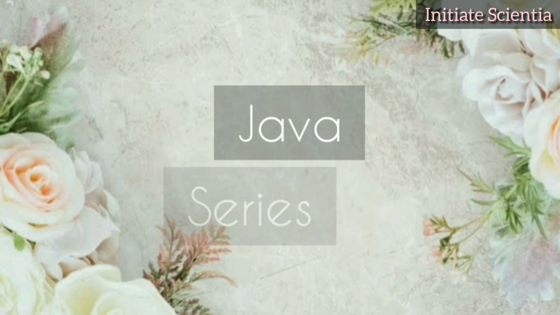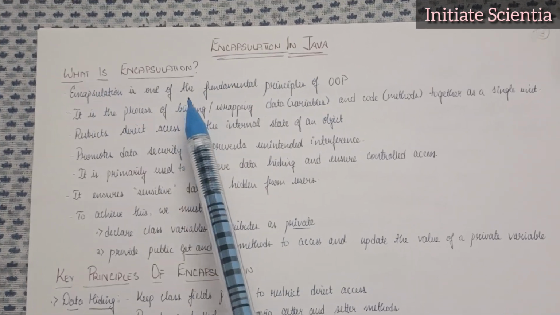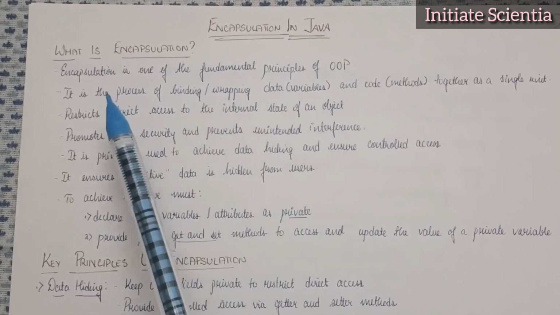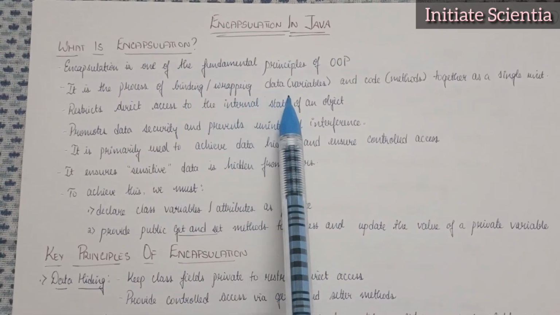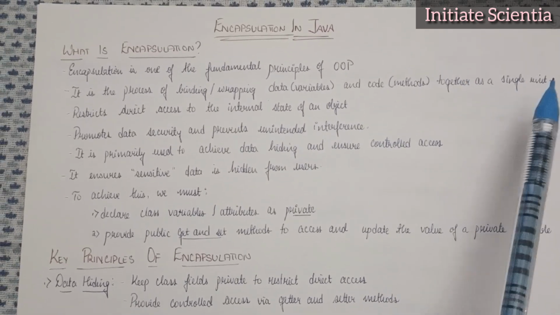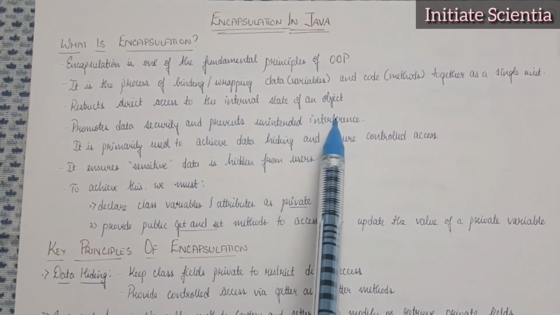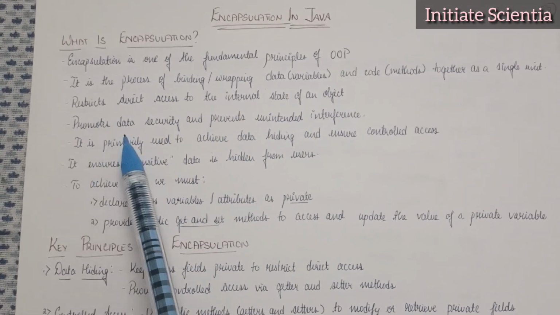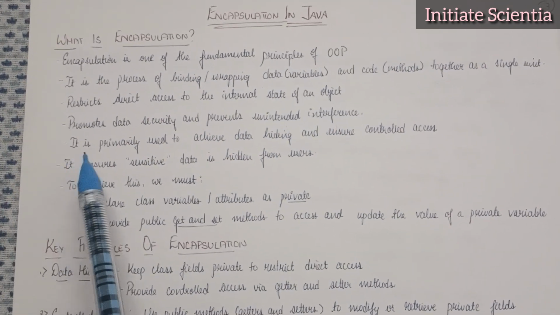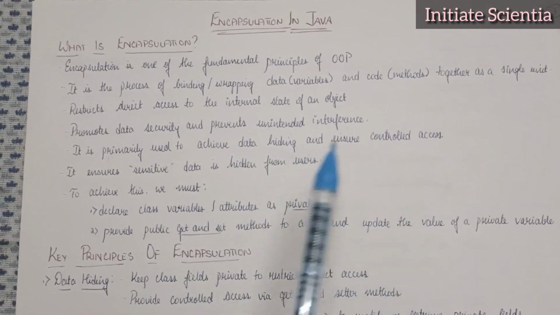This is the Java series. What is encapsulation? Encapsulation is one of the fundamental principles of object oriented programming. It is the process of binding or wrapping the data, that is variables, and the code, that is the methods, together as a single unit. It restricts the direct access to internal state of an object. Encapsulation promotes data security and prevents unintended interference. It is primarily used to achieve data hiding and ensure controlled access.